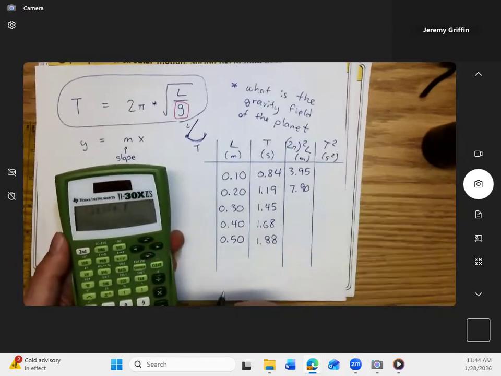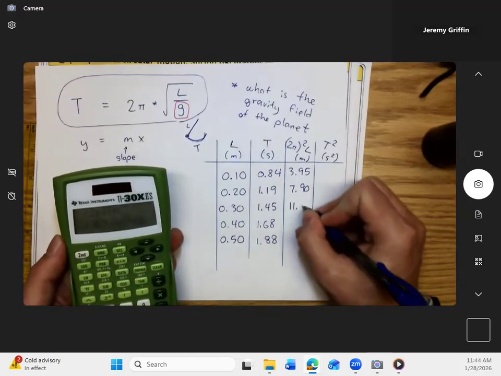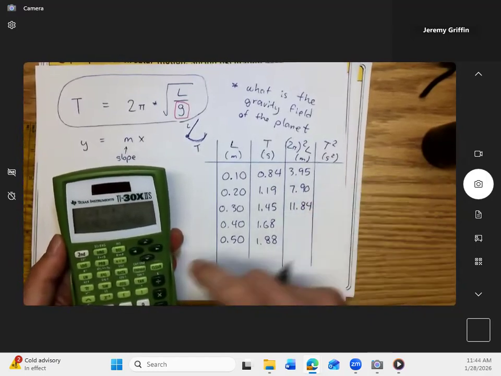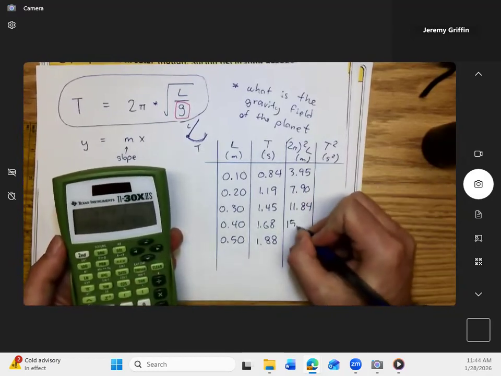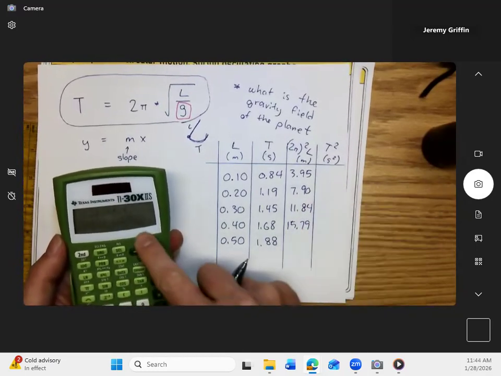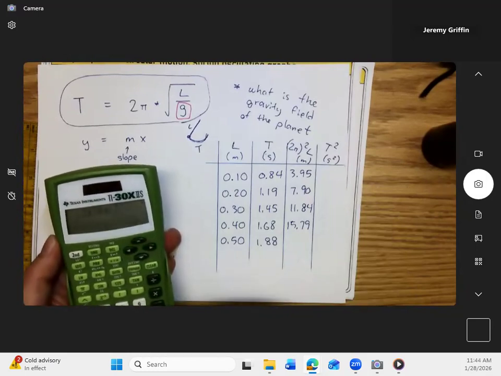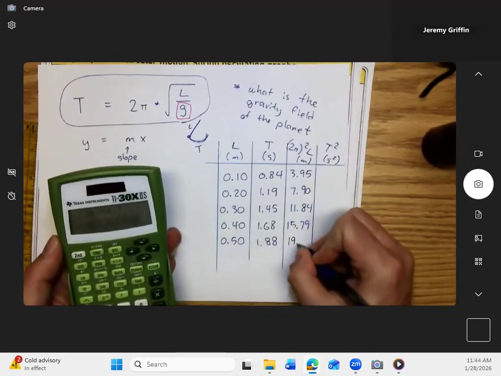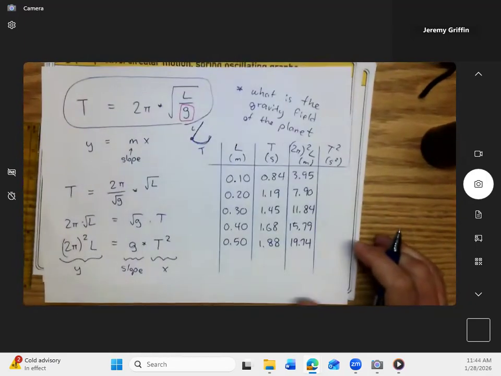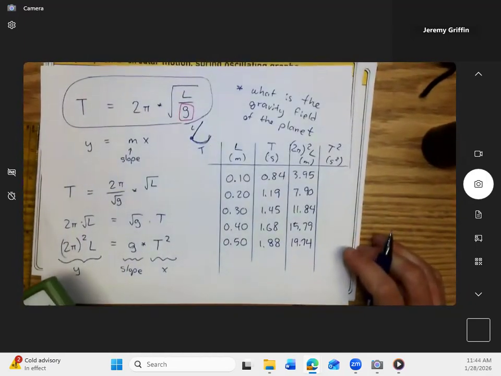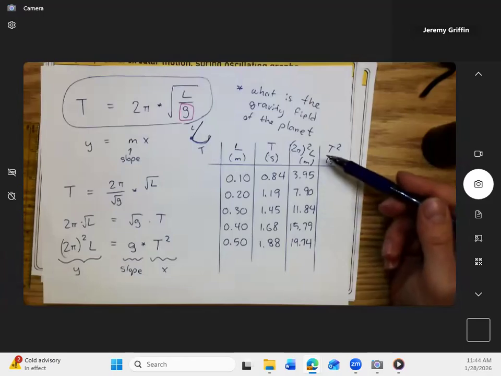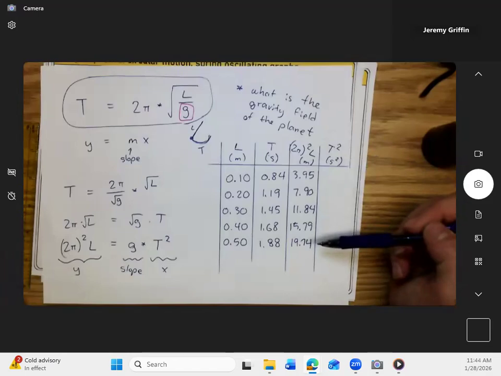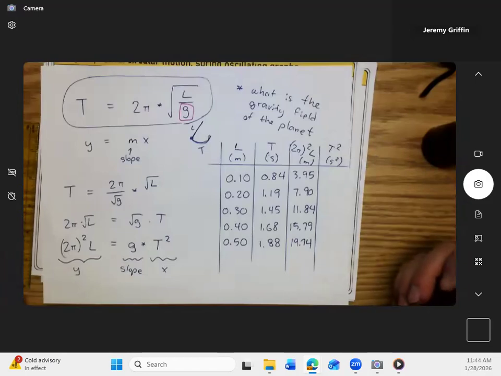Let's try 0.3. This is about 11.84. This is about 15.79. And the long pendulum is about 19.74. Well, it's meters, but it's a weird manipulated axis unit, right? Because it's (2 pi) quantity squared times the length. The unit would still be meters.